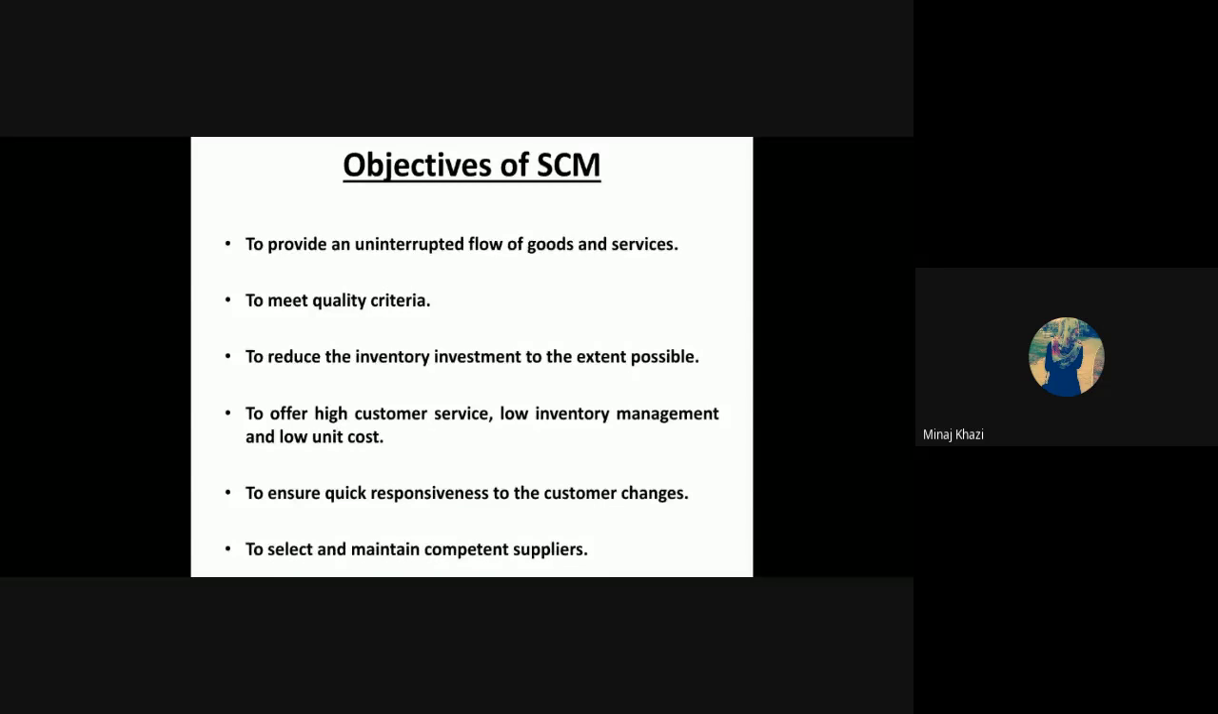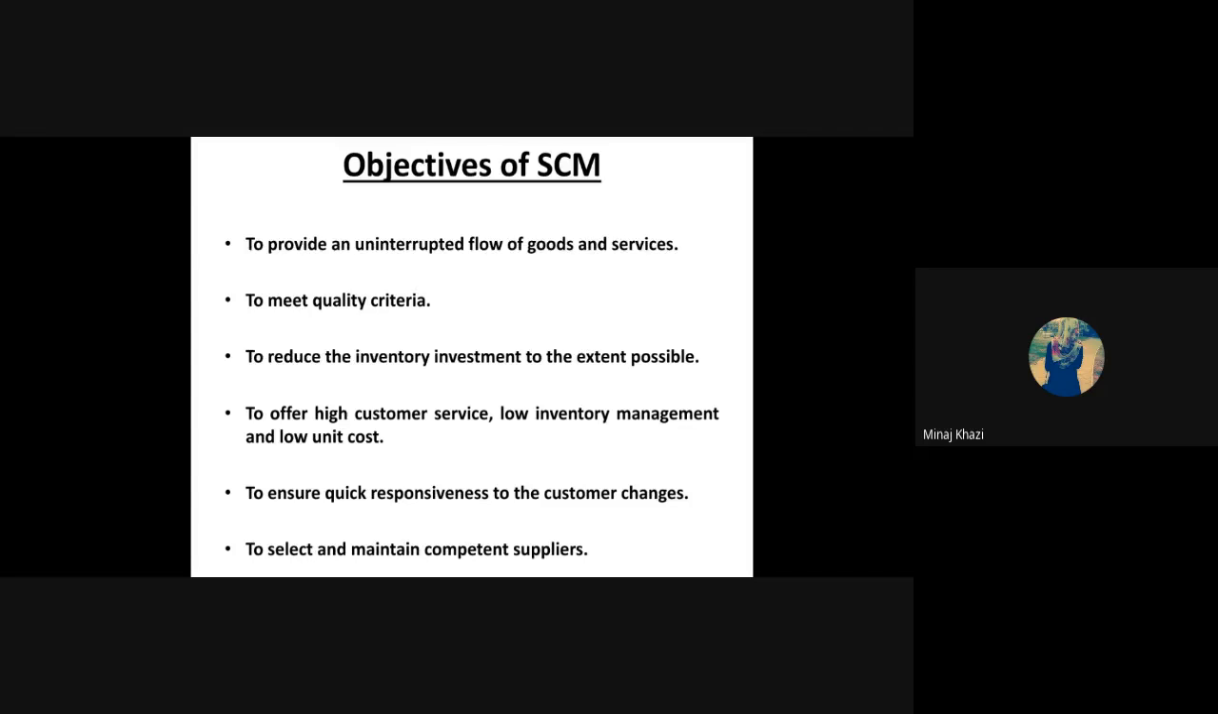So somewhere like this, we want to offer high customer service, low inventory, and also low cost. As I told you, this SCM will help you reduce the inventory cost. Each unit has its own cost of being in storage, which we call the unit cost in the inventory. So proper planning can be done for the flow from the manufacturer till it reaches the end customers.